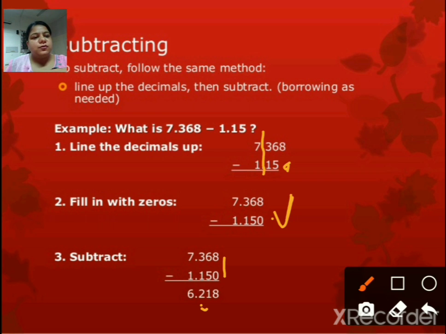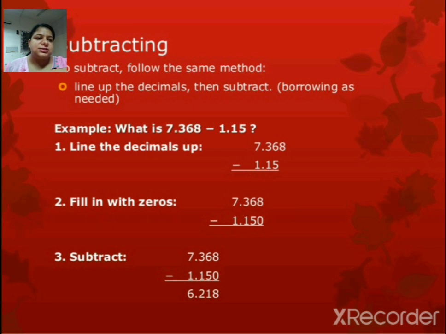The first step is important, where you are setting the numbers one below the other and the decimals should be below the decimal, and in the answer also you have to bring down the decimal at the same place. So this is the only difference between the subtraction of normal numbers and the subtraction of decimal numbers.